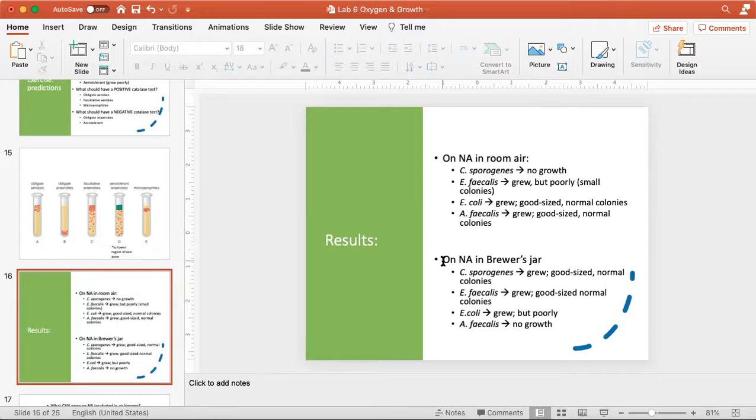Now, on the nutrient agar plate that went into the brewer's jar, where there was no oxygen, the Clostridium sporogenes grew great. Lots of good, normal-sized colonies on that plate. Enterococcus faecalis grew great. Lots of good, normal-sized colonies. E. coli also grew, but it grew really poorly. And Alcaligenes didn't grow at all. Interesting results.